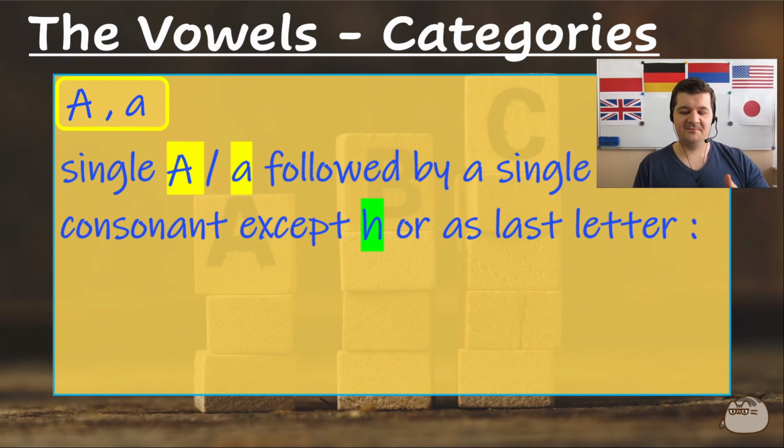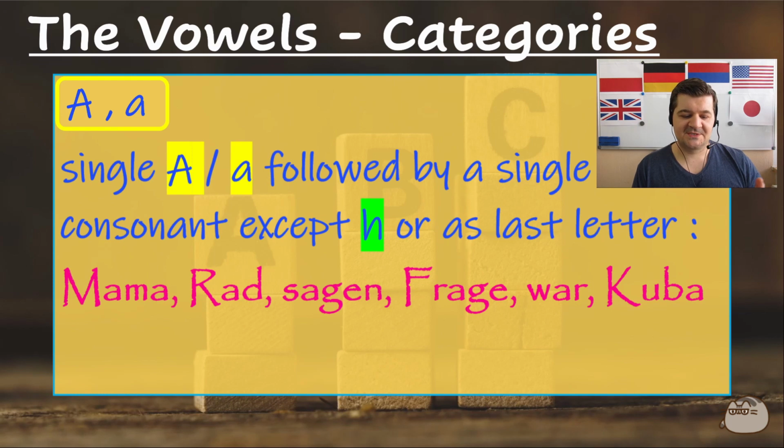And it is again followed by a next vowel. So if you have this constellation where you have a vowel followed by a consonant and then again by a vowel, or it is the last letter of a word. So if A, for example, is in the end of a word. So you might have words like die Mama, das Rad, sagen, die Frage, war, das Kuba.